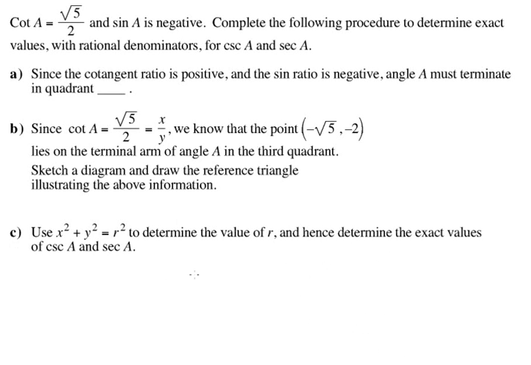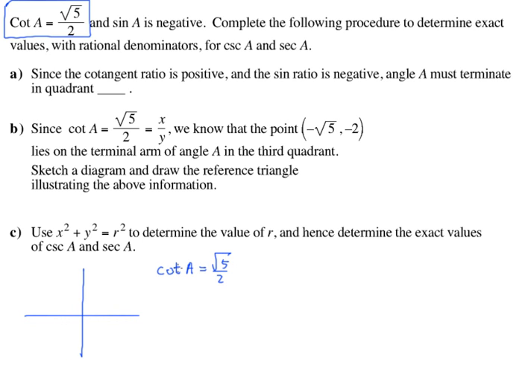Okay, finding trig ratios. This is actually a pretty common type of question, so you'll see this on exams, I betcha. Cotangent A is root 5 over 2, and sine A is negative. Full stop. Let's see what we can do with that. Let's see if we can figure out where we are on the unit circle, just based on what they gave us there. They say cotangent A is root 5 over 2.